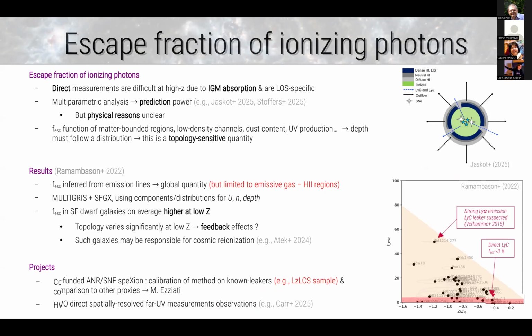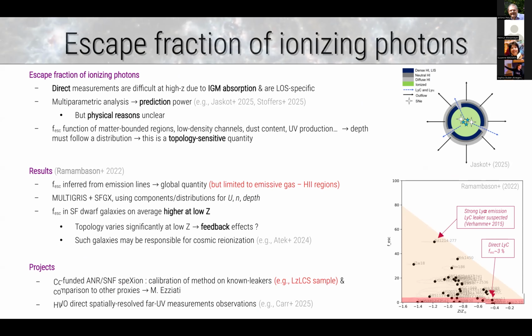The direct measurements of the Lyman continuum are difficult at high redshift because of the absorption by the intergalactic medium, and the measurements are line of sight specific. And JWST has made a lot of progress, and we are able now, with plenty of different ancillary observations, to do multi-parametric analyses that are really powerful in their predictions, but the physical reasons behind low or high escape fractions are still unclear.